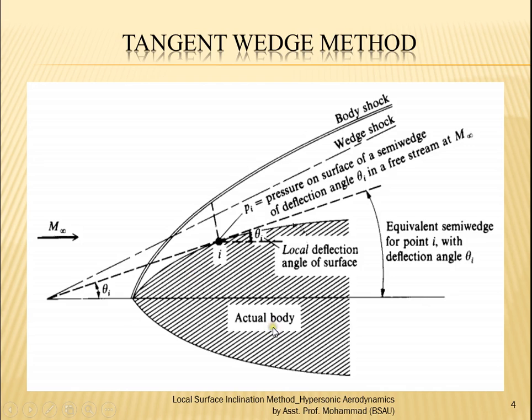The actual body is there, so we replace this body by a wedge of similar angle here. This wedge will create a shock, an imaginary shock. We are calling it the wedge shock. So now we have two shocks, the body shock and the wedge shock. And we assume, according to this method, that whatever the pressure would be because of this shock, which is being generated because of this imaginary or equivalent wedge, whatever the pressure is available at this location on the wedge because of the wedge shock, the same pressure will be available at this location, where the wedge is not there and the actual body is there.